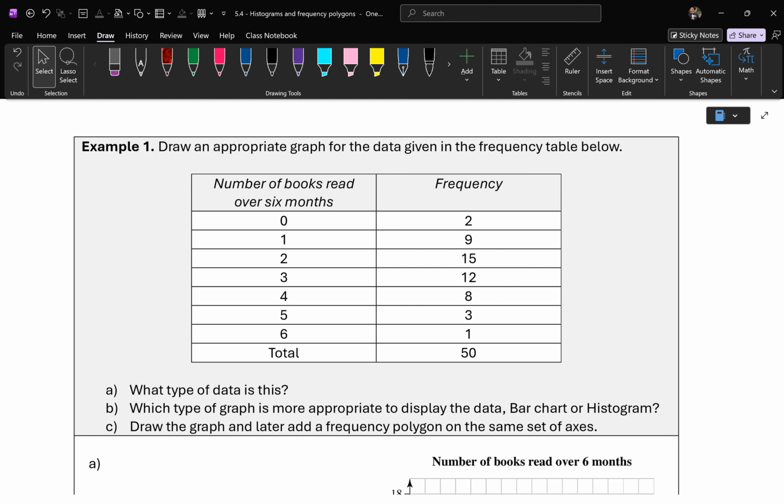In the first one, we've only read 2 so far before the first month. After a month, I've read 9. After 2 months, I read 15. After 3, it's 12. At 4, I gave up and started reading less, so I read 8. By the 5th month, overall, I've read 3. And at 6 months, I've read 1.